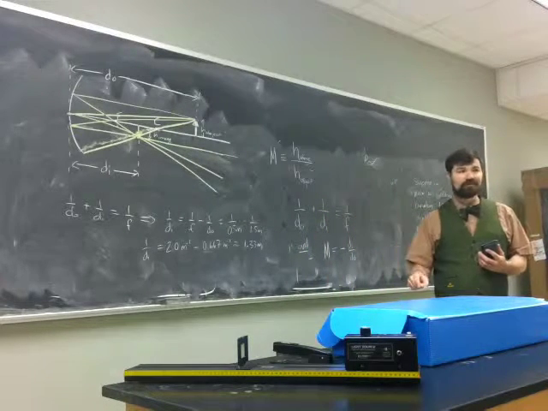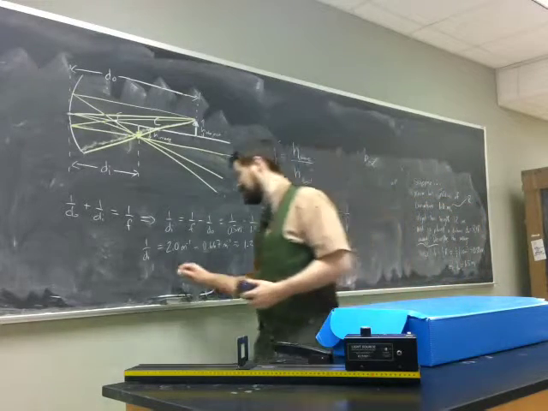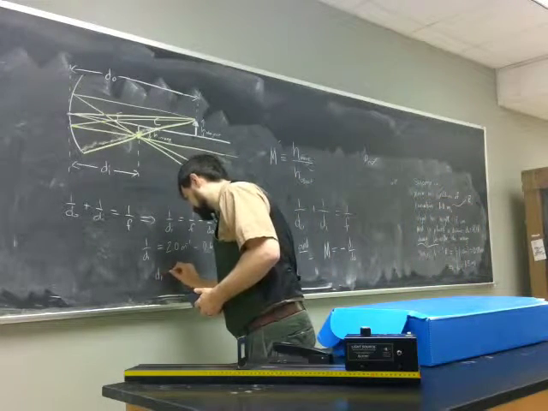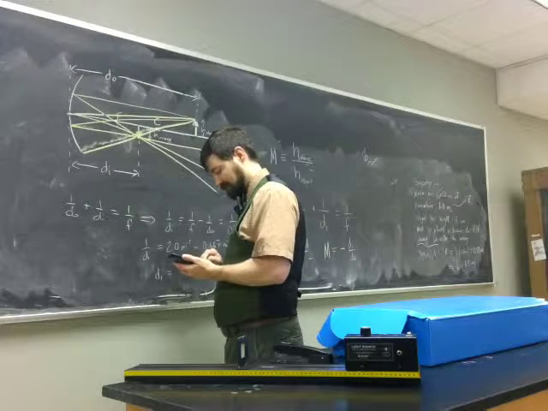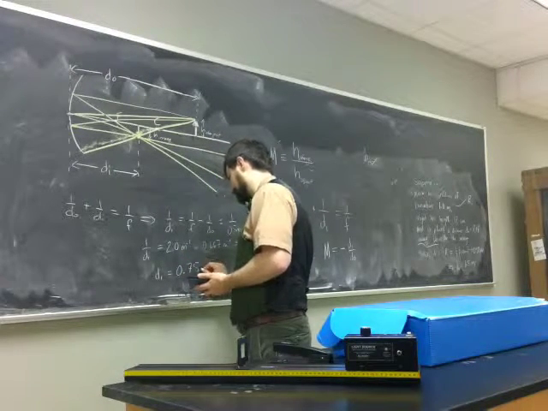That's 1 over DI. We want DI. We want to know what the actual distance is. So DI is the inverse of that, and that is 0.75 meters.